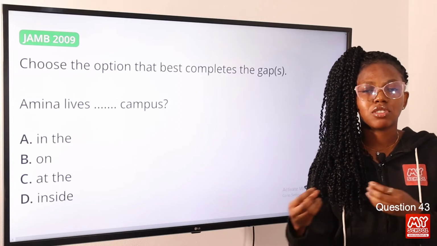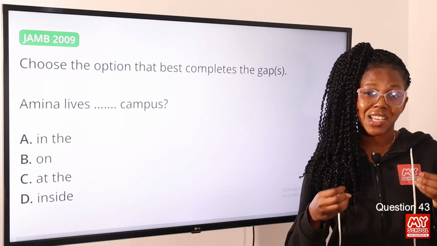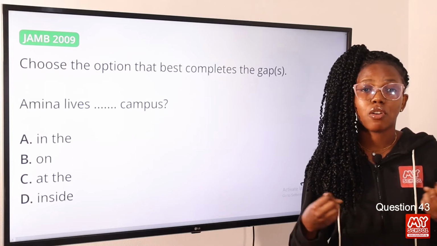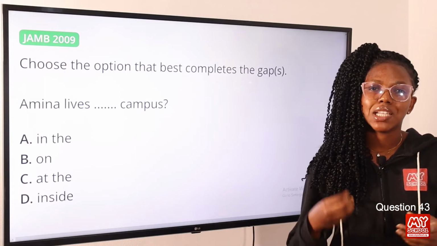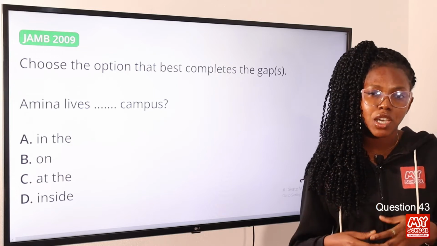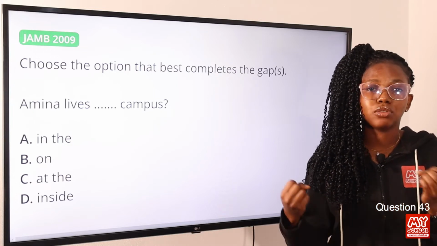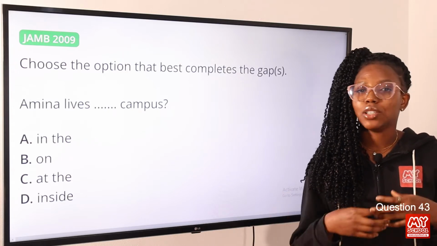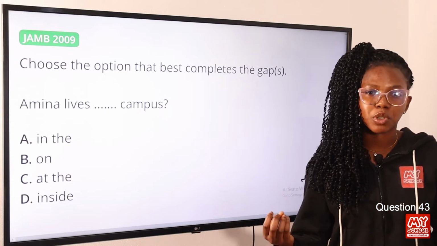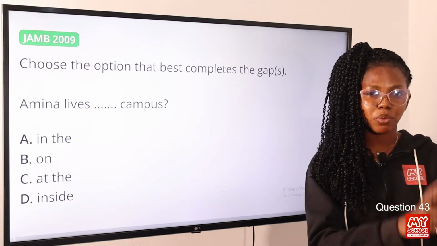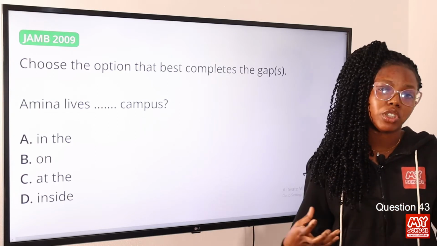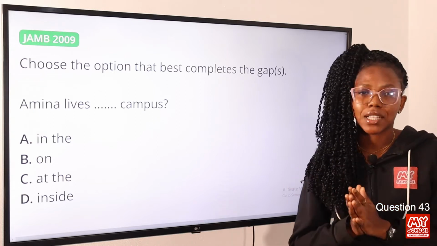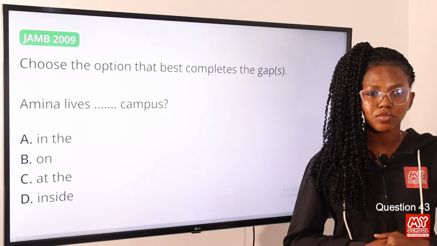Now, the one thing you need to note is that language, precisely English language, is conventional. This language is a conventional language. It is not logical, and a lot of students try to apply logic in answering questions that have to do with English language. It's a matter of whether you know it or not. So you cannot apply logic to a language because some things are just created that way. So it is conventional, and it is conventional to say on campus. So option B is the correct answer to this question.